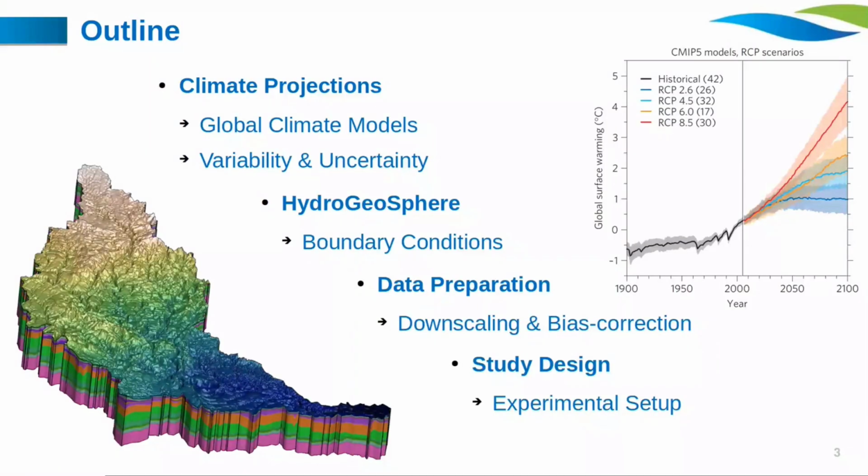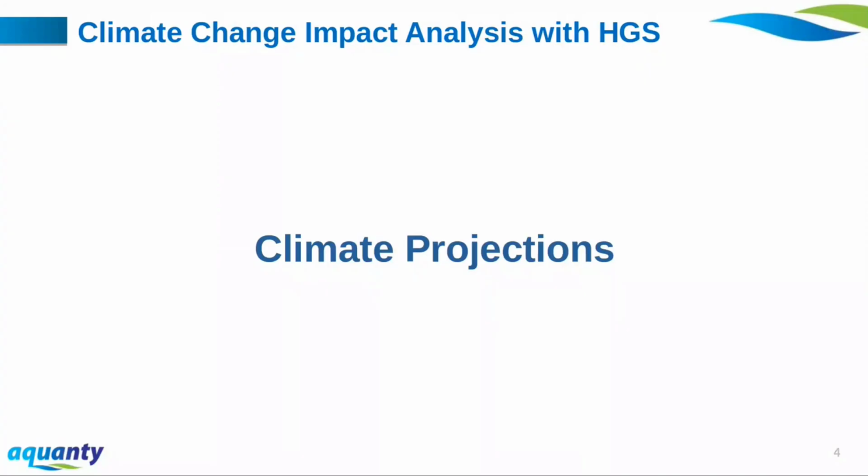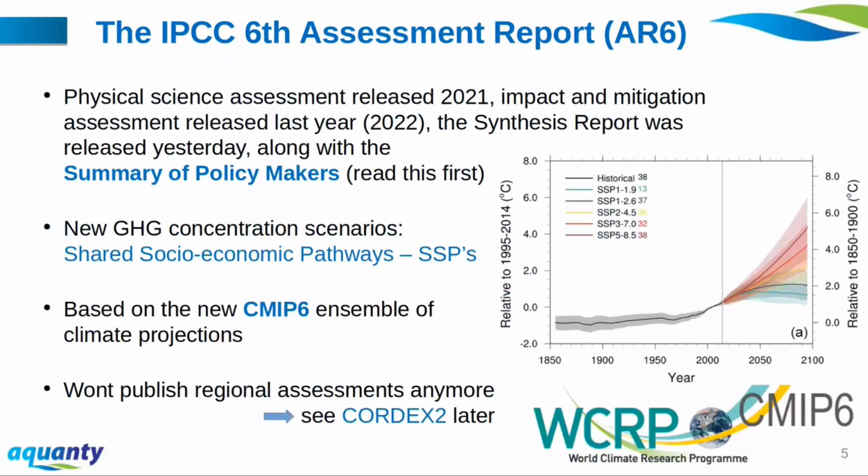Okay, so climate projections in general. We now are at the 6th iteration of the IPCC assessment reports. In fact, the synthesis report was actually just released yesterday. The physical science report was already released in 2021, and then impact and mitigation last year.